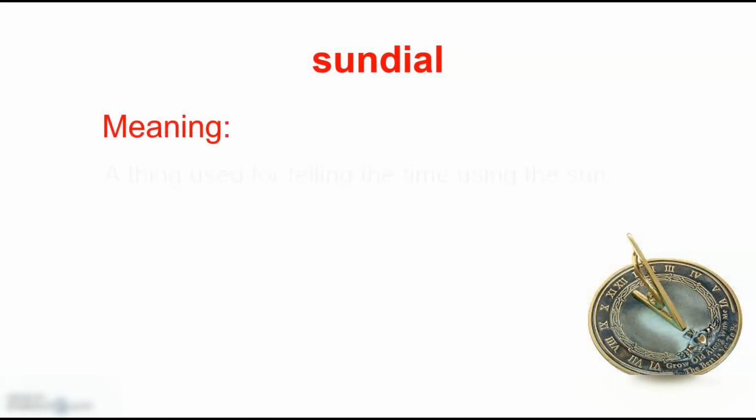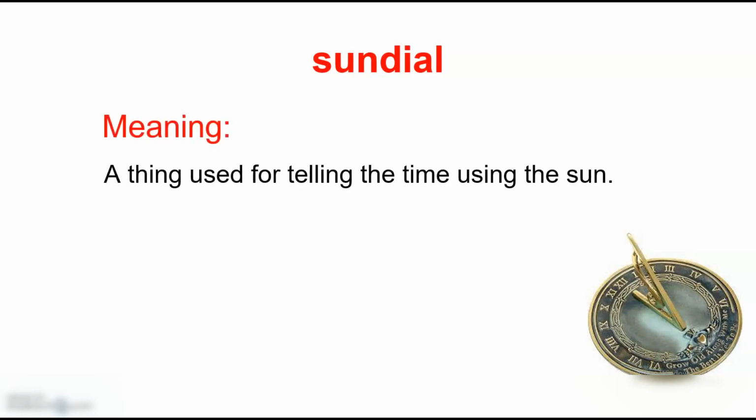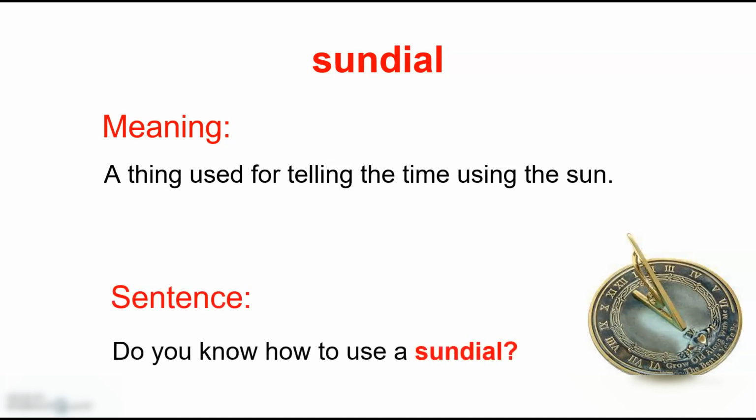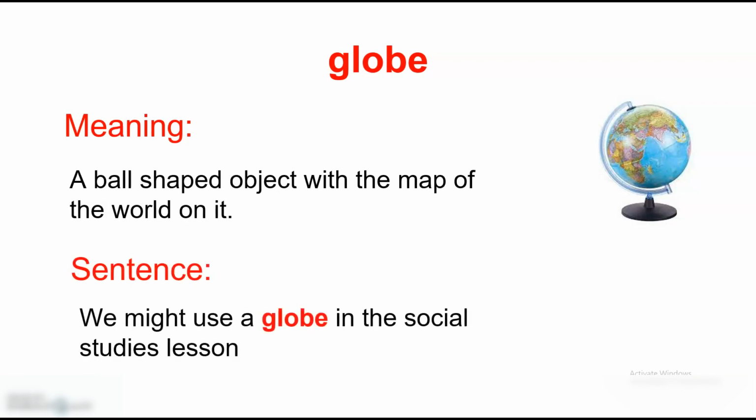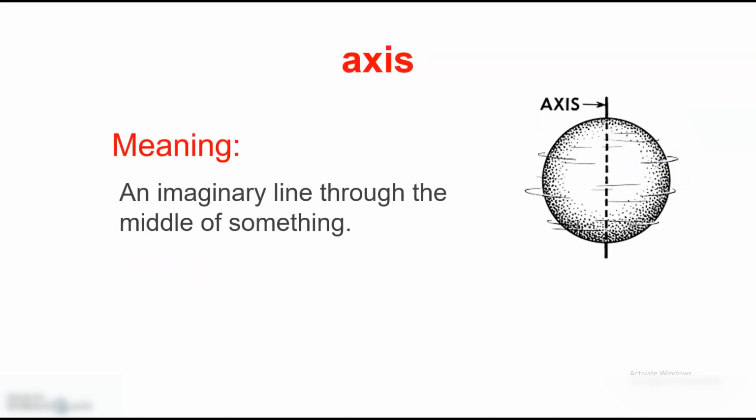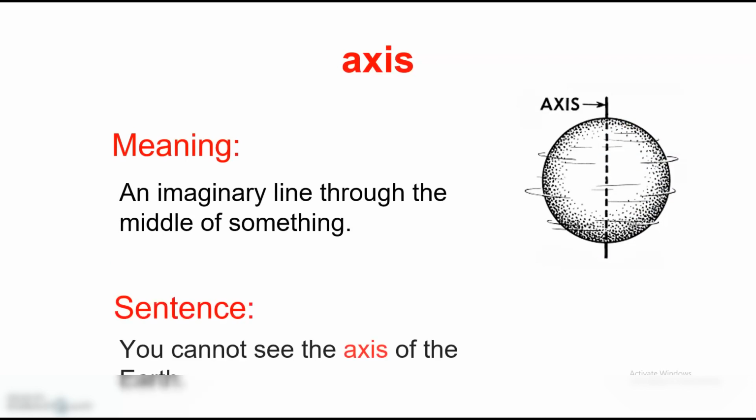Sundial, a thing used for telling the time using the sun. Do you know how to use a sundial? Globe, a ball-shaped object with the map of the world on it. We might use a globe in the social studies lesson. Axis, an imaginary line through the middle of something. You cannot see the axis of the Earth.